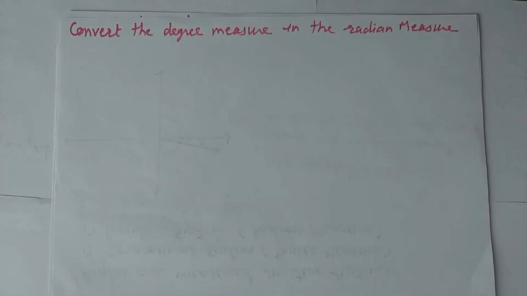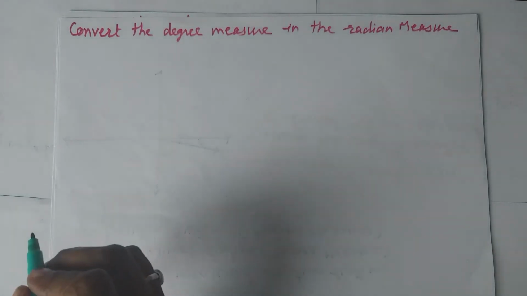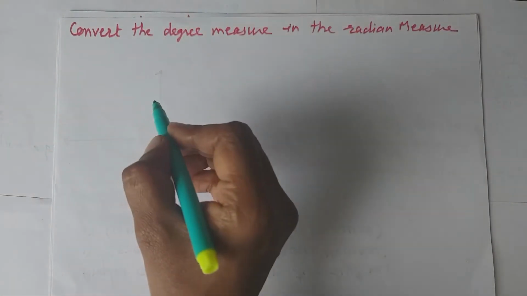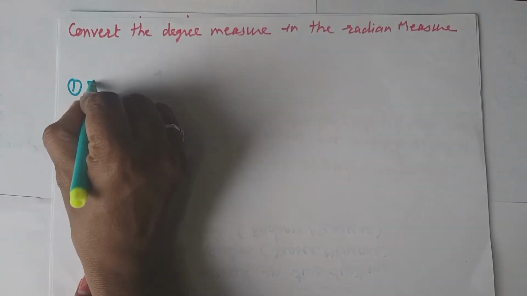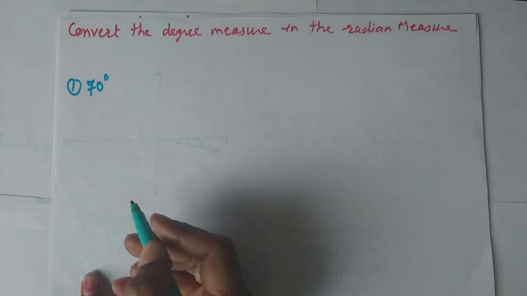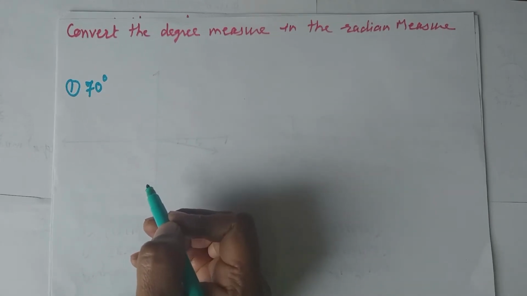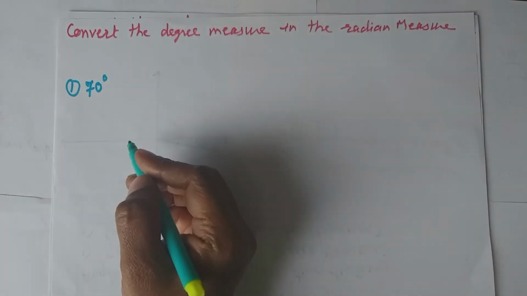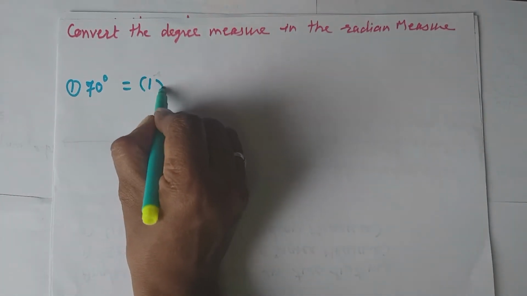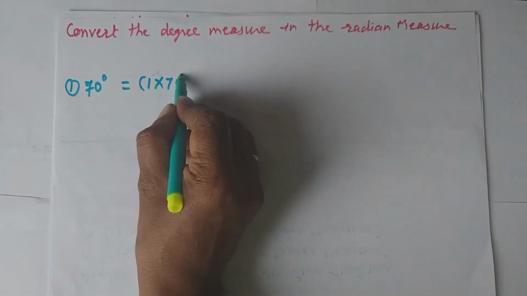Now let's see the problem. Convert the degree measure into the radian measure. Means we have to convert degree angle into radian angle. Let's see the first problem. Here 70 degrees. We have to convert this 70 degrees into radians. Now we know that 1 is the multiplicative identity of any number. Therefore I can write this as 1 into 70.